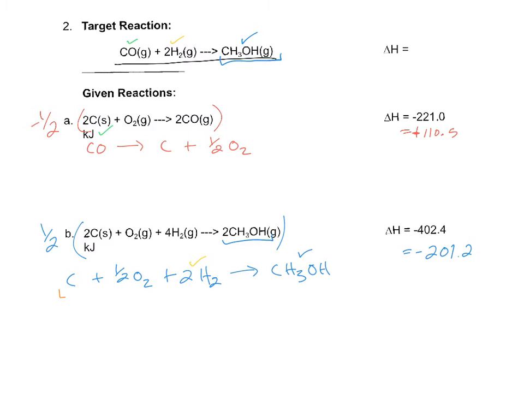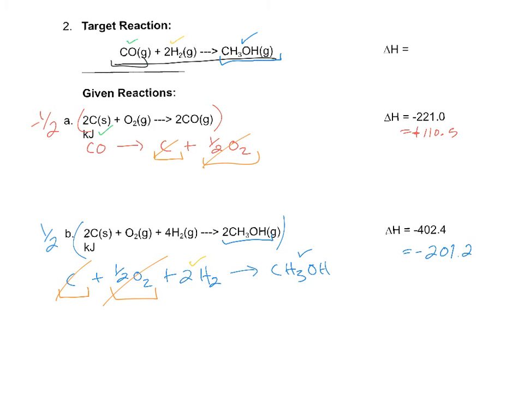So the only things that are left over are this carbon, which is available in the given reaction B on the reactant side, but this carbon is in given reaction A on the product side. Because these are on different sides of the arrows, they are able to be canceled out, and there's only one, so their numbers match. The other thing that's able to cancel is the half a mole of oxygen in the product of reaction A and the half a mole of oxygen in the reactants of reaction B. Those end up canceling out, so that there are no other chemicals left over besides the ones that we're trying to match to the target.